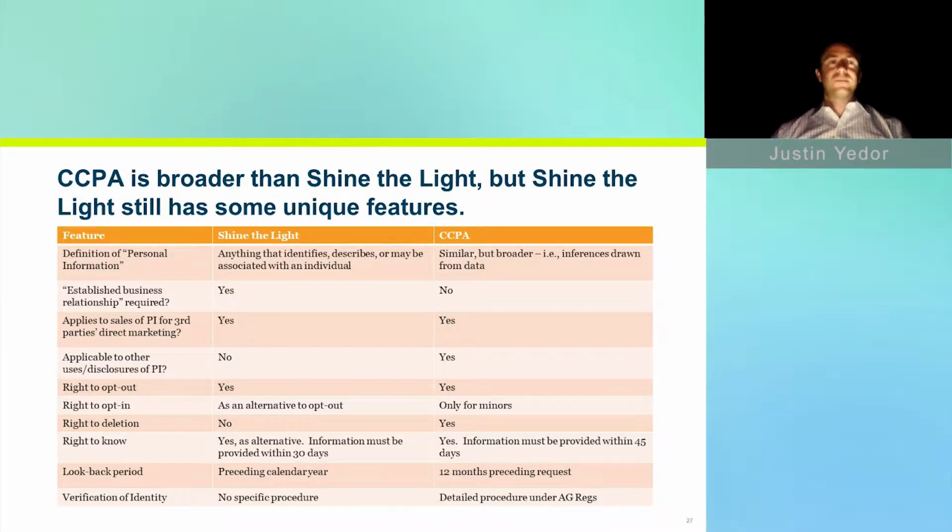And then in terms of verification of identity, you may recall that CCPA has some very detailed procedures for that. However, Shine the Light does not include any steps on verification. It's often thought that this is the case because the information under Shine the Light that's provided in the accounting is not unique to an individual and therefore isn't as sensitive as what might be disclosed in response to a CCPA right to know request.